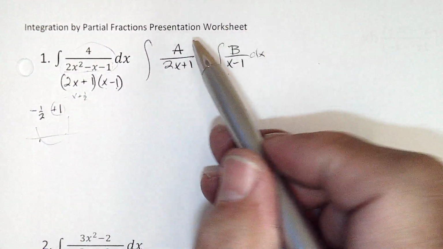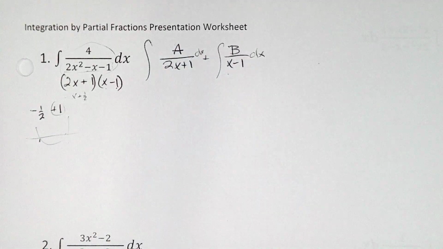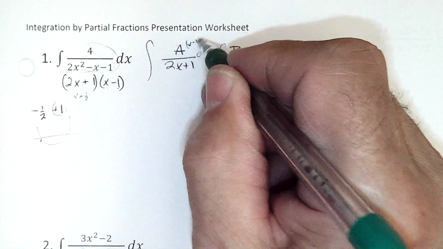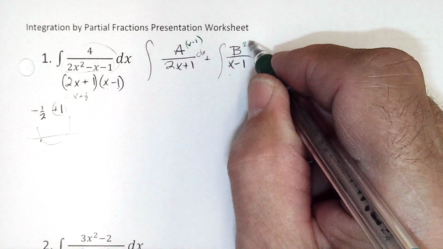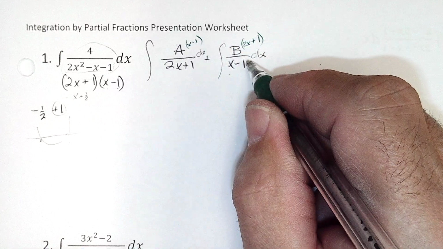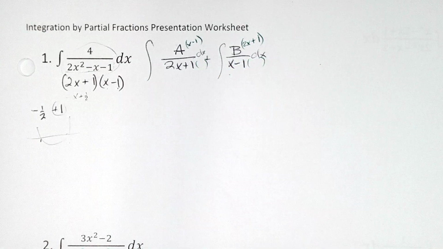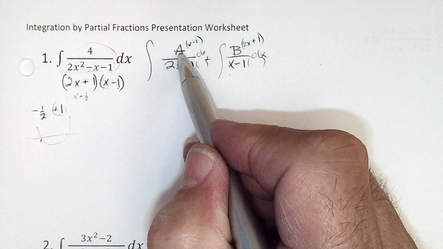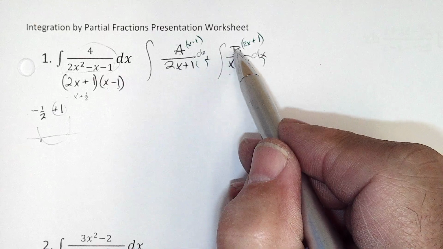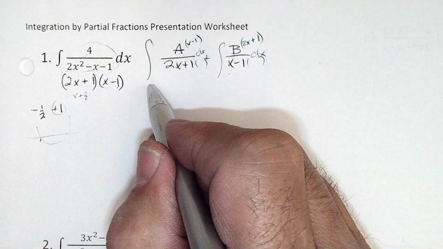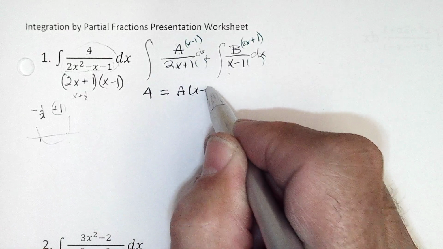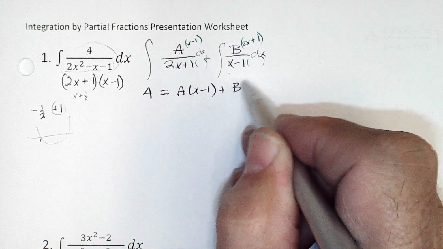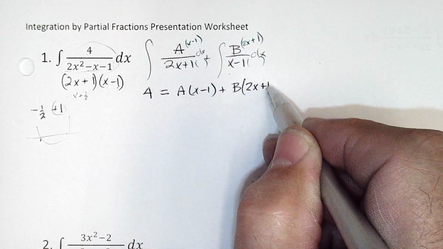To add fractions, you need a common denominator, so this one needs to be multiplied by x minus 1, and this one would have to be multiplied by 2x plus 1, numerator and denominator. But I'm not going to do that because I know what the answer is going to be there. I just have to figure out what a is, so that a times this plus b times this turns out to be 4. So 4 is equal to a times x minus 1 plus b times 2x plus 1.